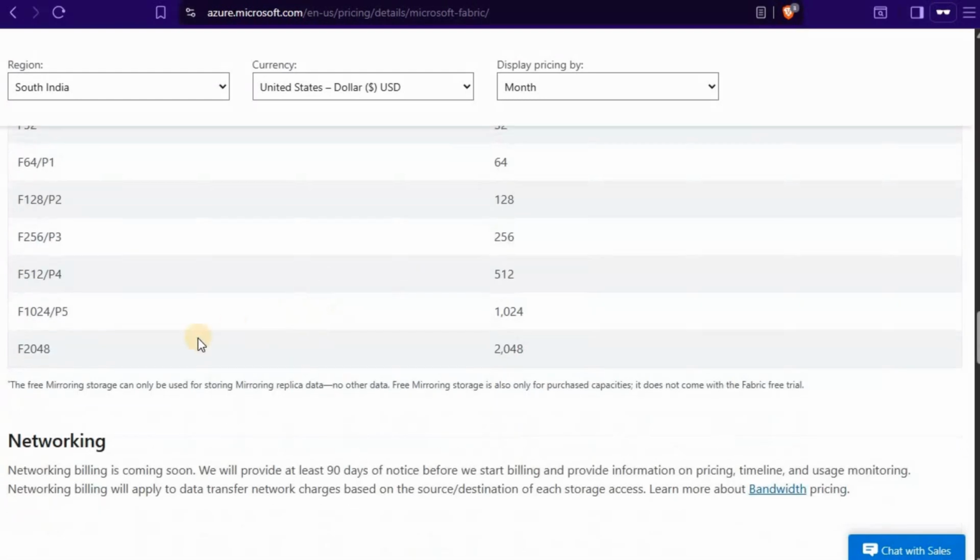At the high end, for example, if you have an F2048 capacity, it comes with 2048 terabytes, close to 2 petabytes of free mirrored storage for your replica data. This free mirroring storage is only for the replicated data via the mirroring feature. It can't be used for general storage of other files or data. The idea is to encourage everyone to bring their operational data into Fabric for analytics without immediately hitting storage costs.